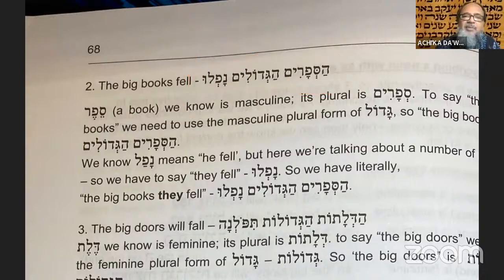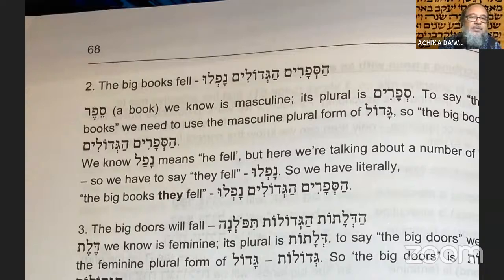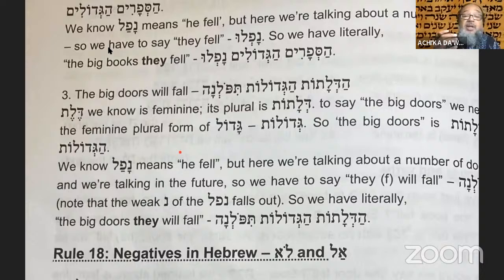So now you're learning how to deal with nouns and a little bit about verbs. Okay. Great job. All right. So it breaks that down for us. So that's how you break that down. And then it goes on to say the same thing. The big doors will fall. Again, the hagadolot, slow your tongue down. Tipolna, okay?